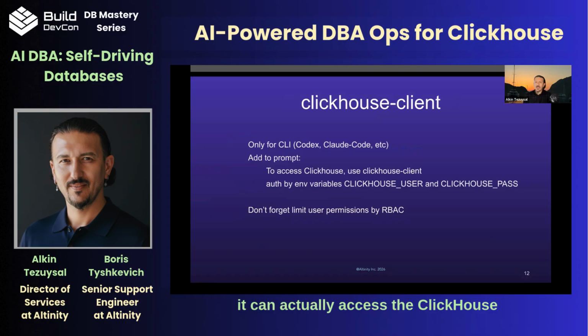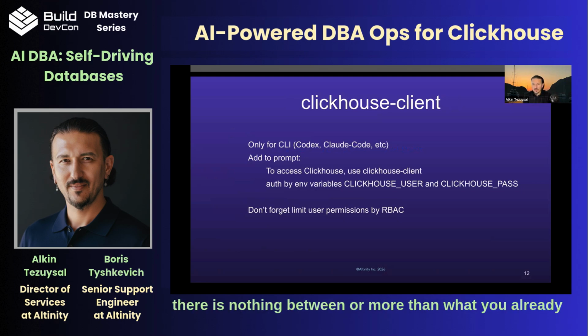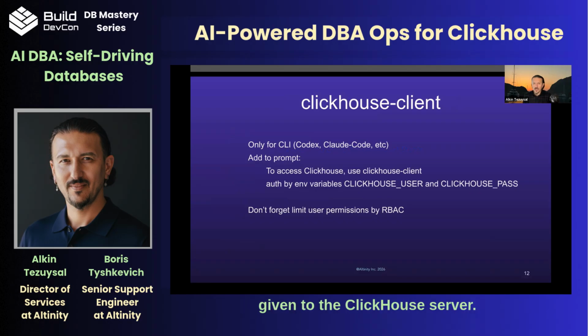So the ClickHouse client will only work with the CLI, as we said, and on the prompt, it can actually access ClickHouse with the user and password, and that will be only controlled by the ClickHouse RBAC. Basically, with this access, there is nothing more than what you have already given to the ClickHouse server. We definitely don't recommend running this in production, but if you do, you need to make sure that permissions are limited and controlled by your RBAC configuration.